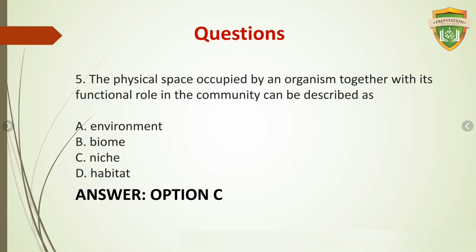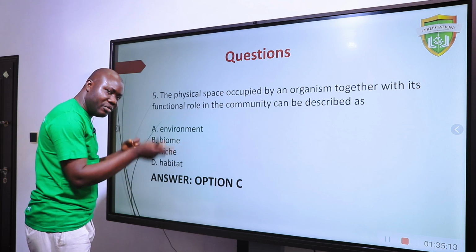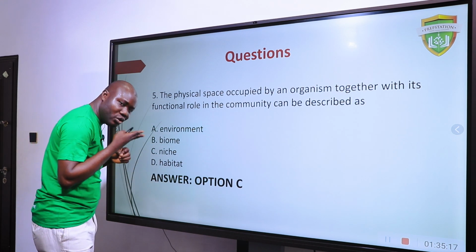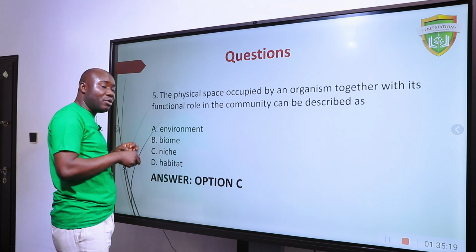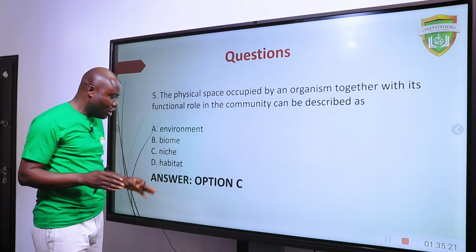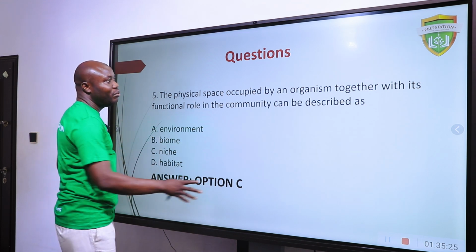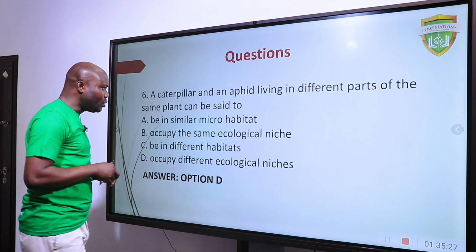Okay, the physical space occupied by an organism together with its functional role, you know it already. The answer is niche. Don't be confused. In the question that we solved earlier, it was ecological niche. And the same JAMB, all the questions here are JAMB past questions, the same JAMB is also giving this one and they are putting niche there. It's the same thing. Don't be confused. Okay. Now let's look at this.